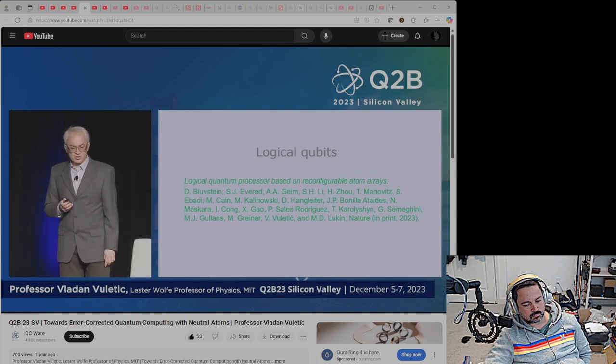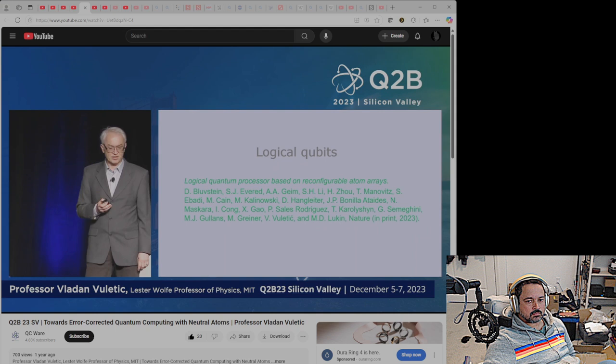And this allowed us to do logical qubits. This paper actually just became available.